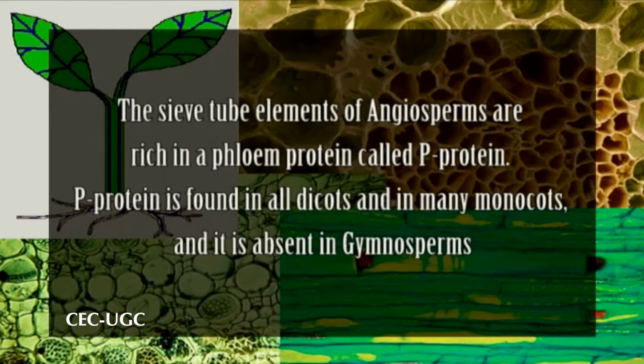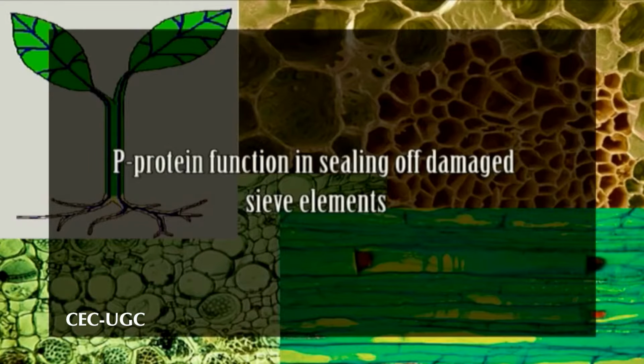The sieve tube elements of most angiosperms are rich in phloem proteins called P proteins. P protein is found in all dicots and in many monocots, but it's absent in gymnosperms. It occurs in different forms depending on the species and maturity of a cell. P protein appears to function in sealing of damaged sieve elements by plugging up the sieve plate pores.